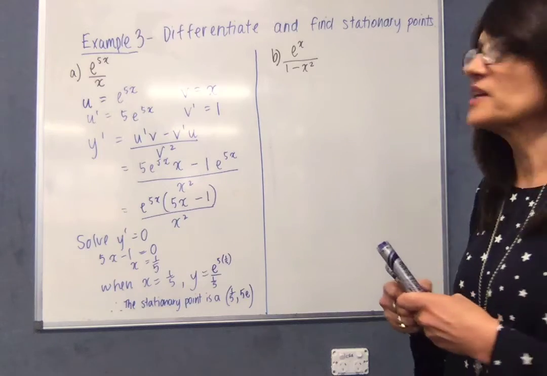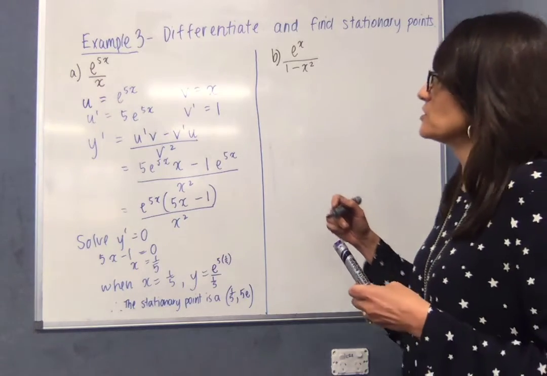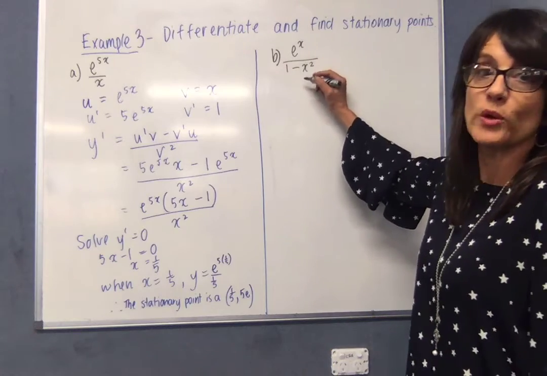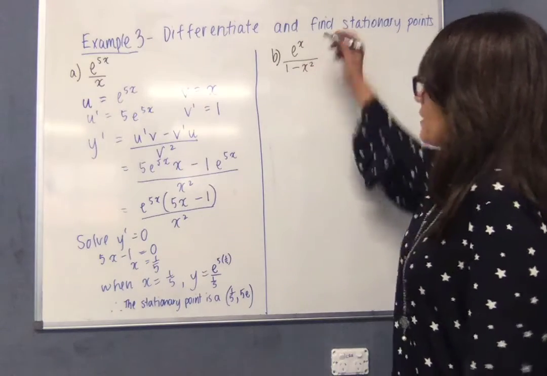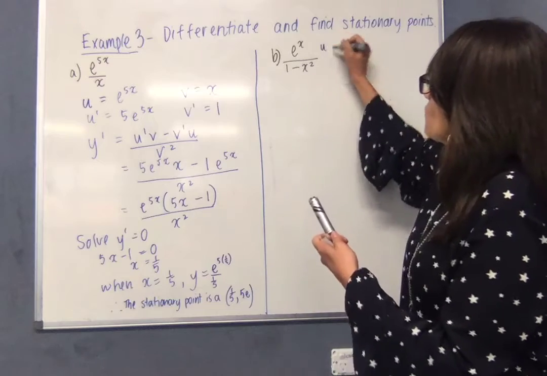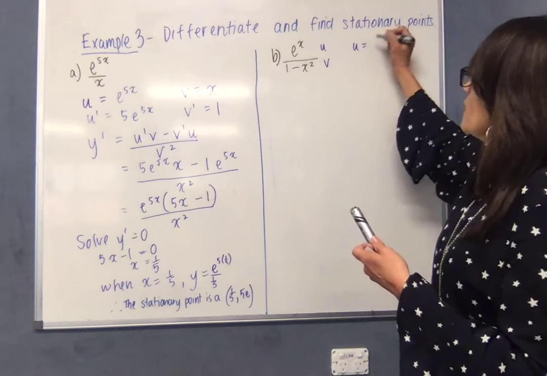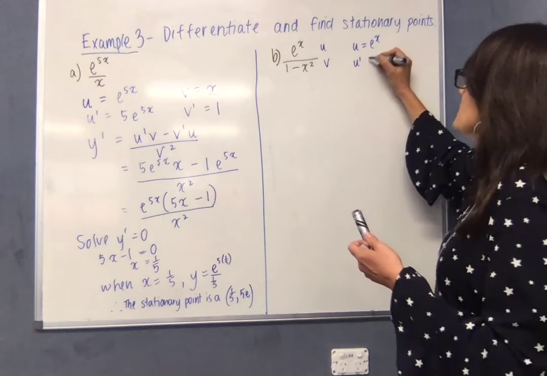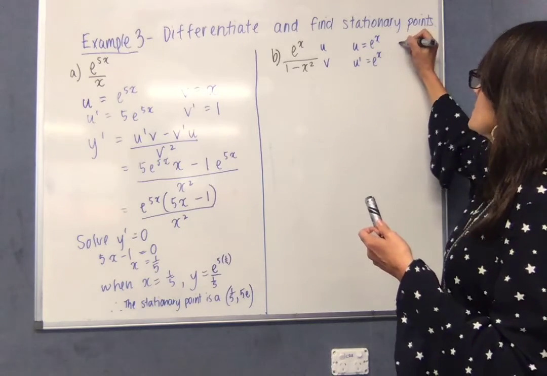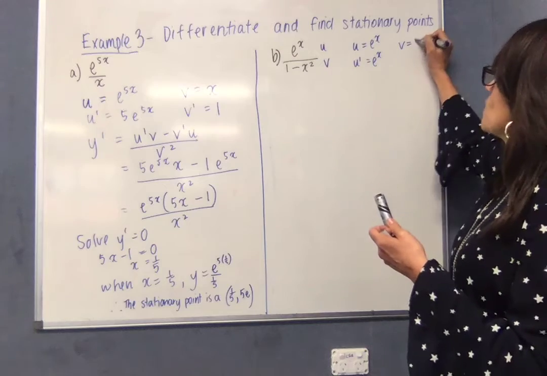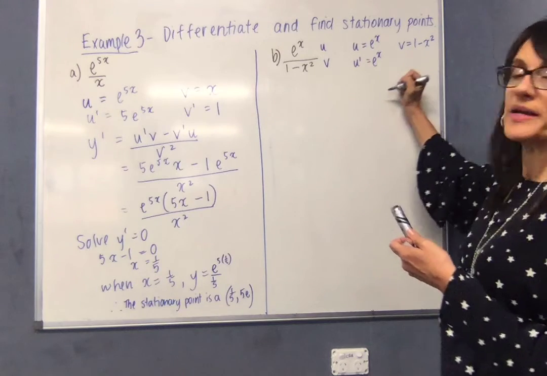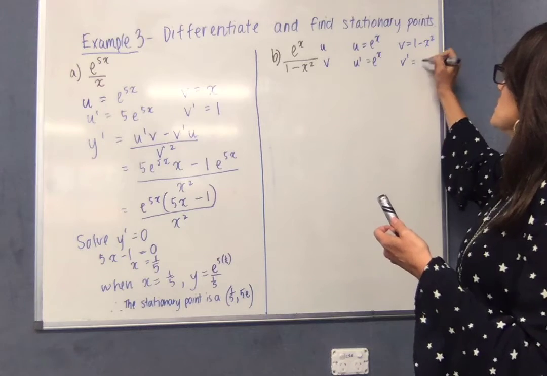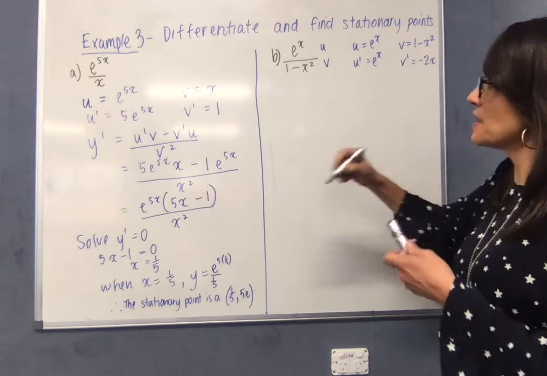Let's look at one final example of the application of differentiation on exponentials and applying the quotient rule. So again, we start with u and v, where u equals e to the x, and we know that the derivative of e to the x is e to the x, and v is our denominator, which is 1 minus x squared, and when we differentiate that, we end up with v dash equals negative 2x.